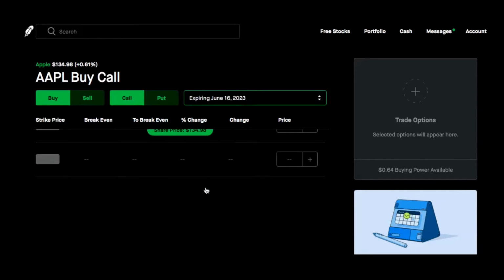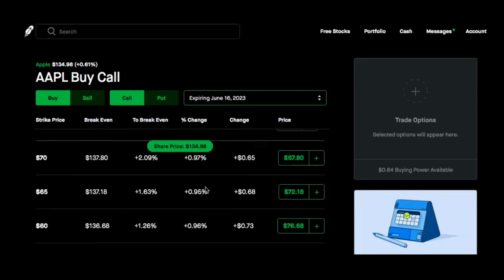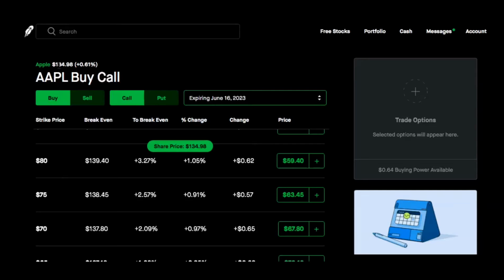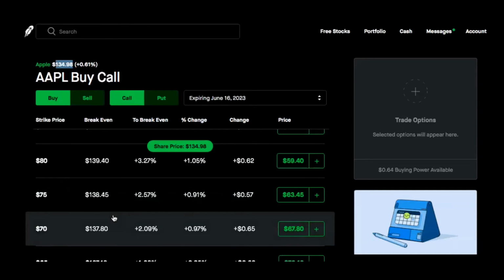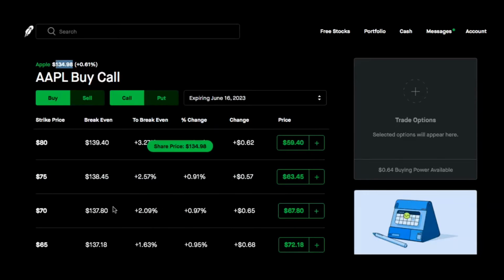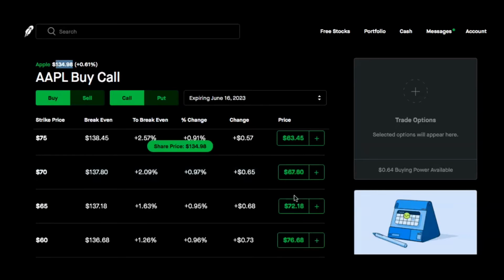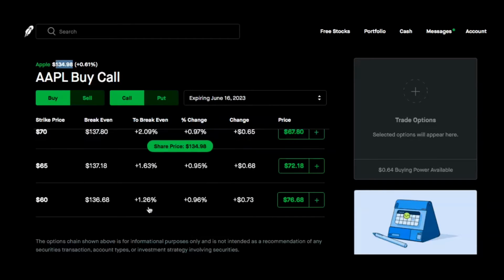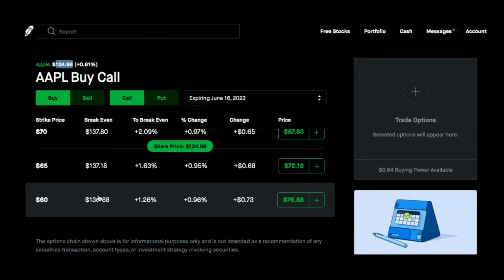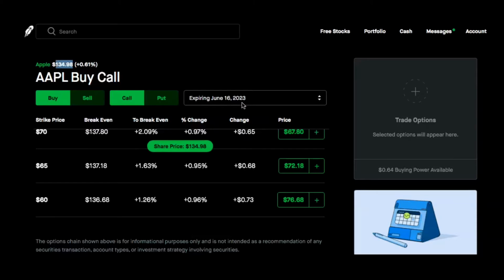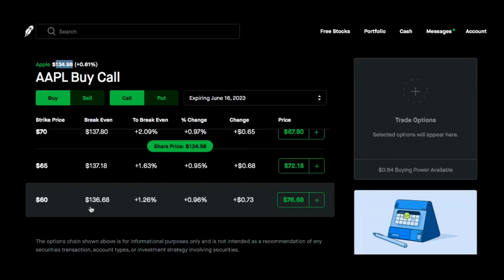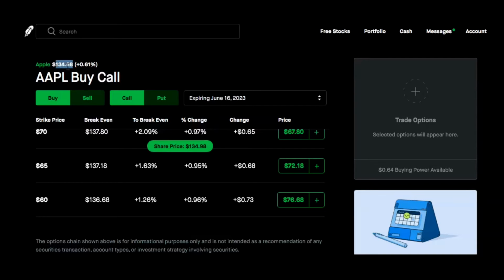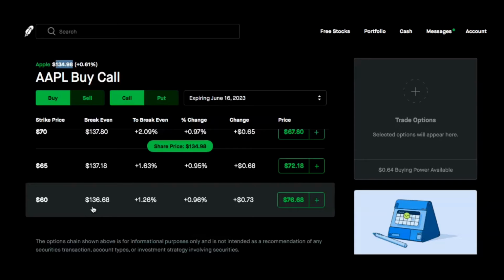And I always prefer to choose a price that is close to today's price, which is 135. If you notice, the price goes up the more we go down, because the more we go down, the break-even percentage goes down. That means in June 16, 2023, we are expecting the price to be 136. Today the price is 135, and after 2 years we are expecting the price will be 136.6, which means the price goes up by 1.26%.